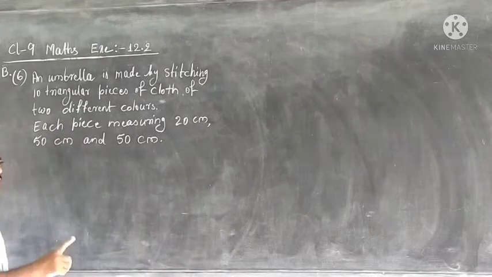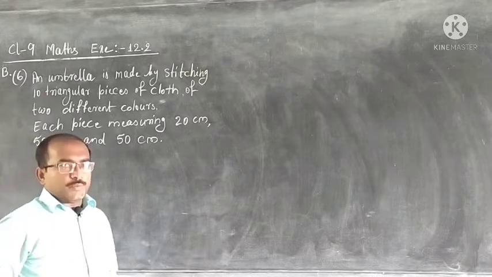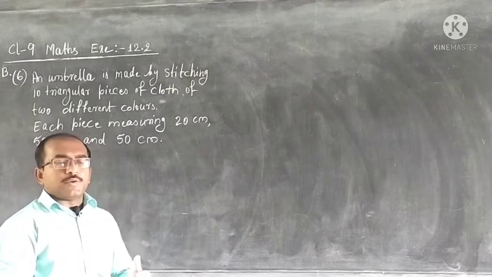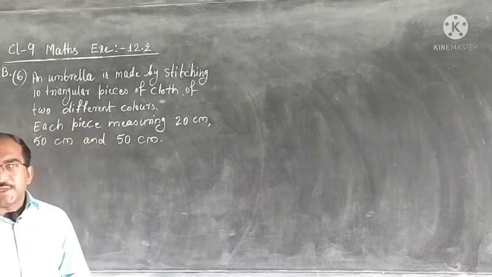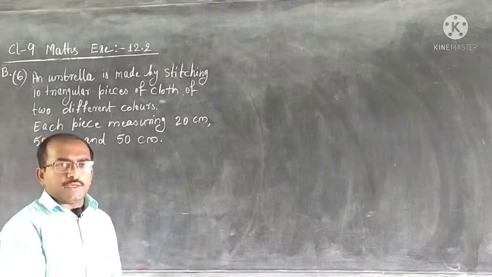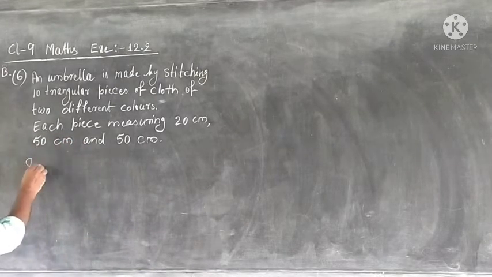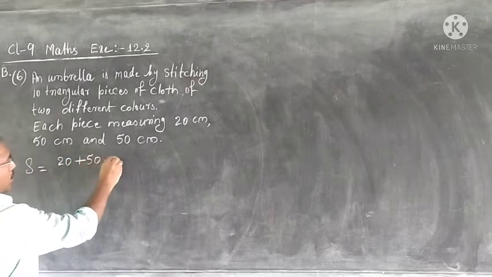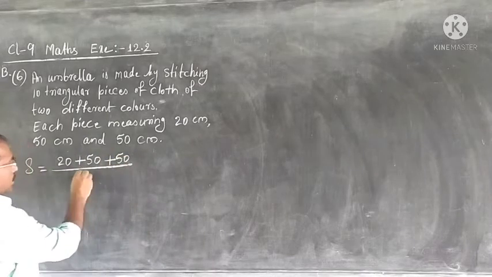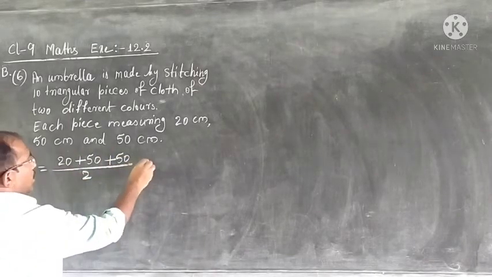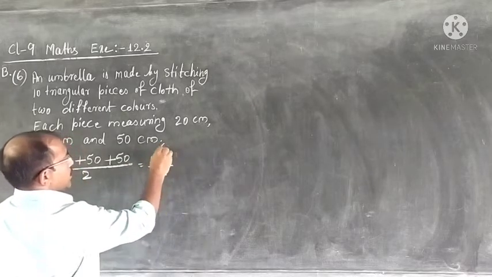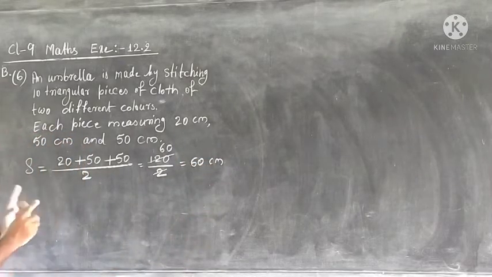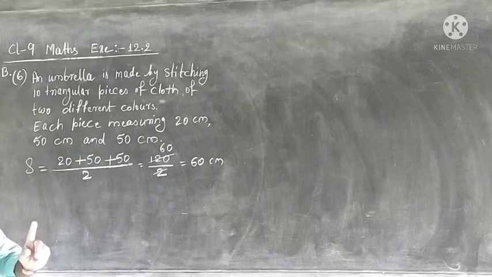So, what shall we do? First we will find out the area of one triangular piece, and then we can find out the area of as many triangular pieces, and then the 2 different colors we will divide later. So, let us calculate first using Heron's formula. First the semi perimeter: 20 plus 50 plus 50 is 120, half of that, 120 by 2, we find the semi perimeter 60. Remember, we are now finding how much cloth is used in one triangular piece.